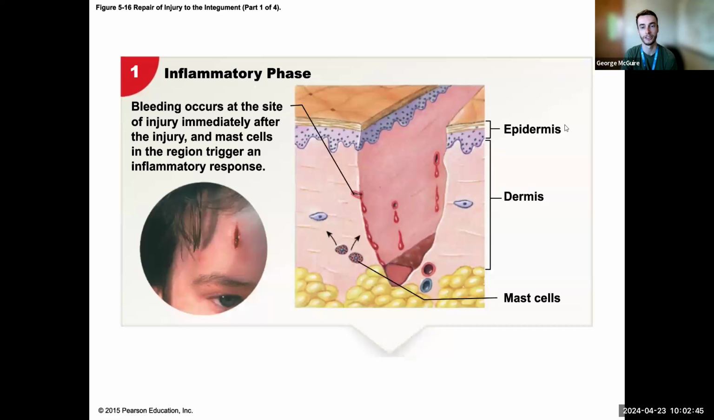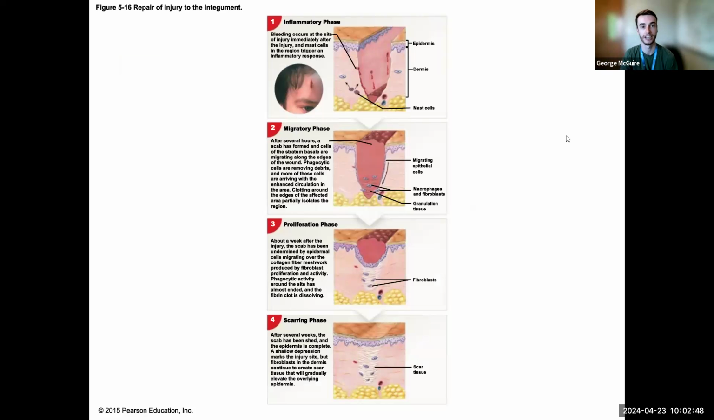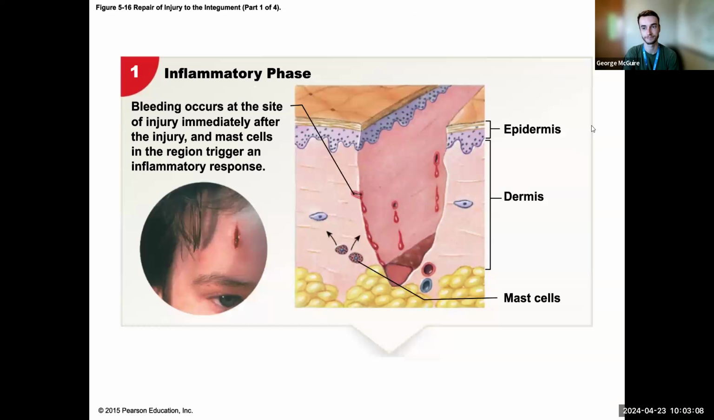And so we'll talk about all of these phases, but we have our inflammatory phase, which is our immediate response, our migratory phase, as we're starting to repair and replace that tissue, proliferation phase, which is where major repair is occurring, and then scarring phase, which is kind of what we're left with at the end as collagen fibers, as the connective tissue underlying it is being remade.